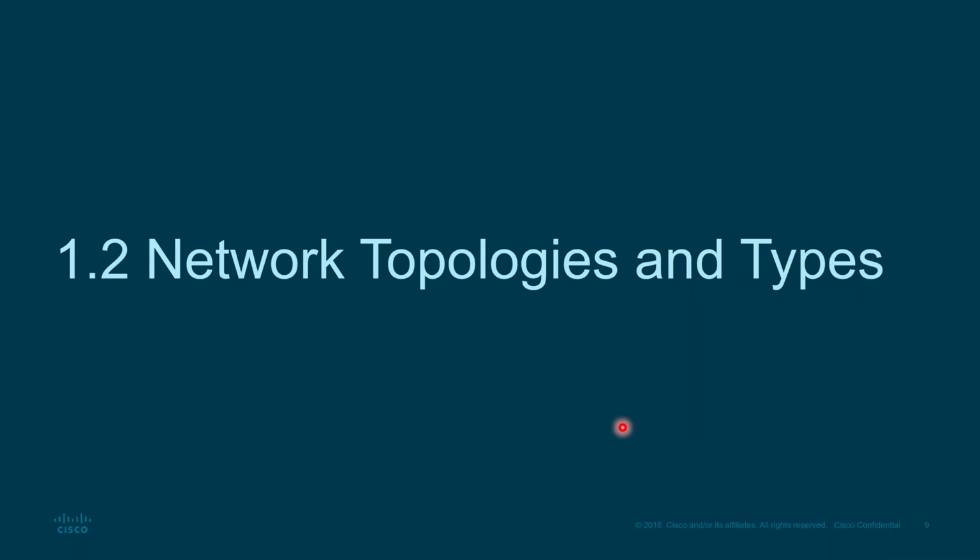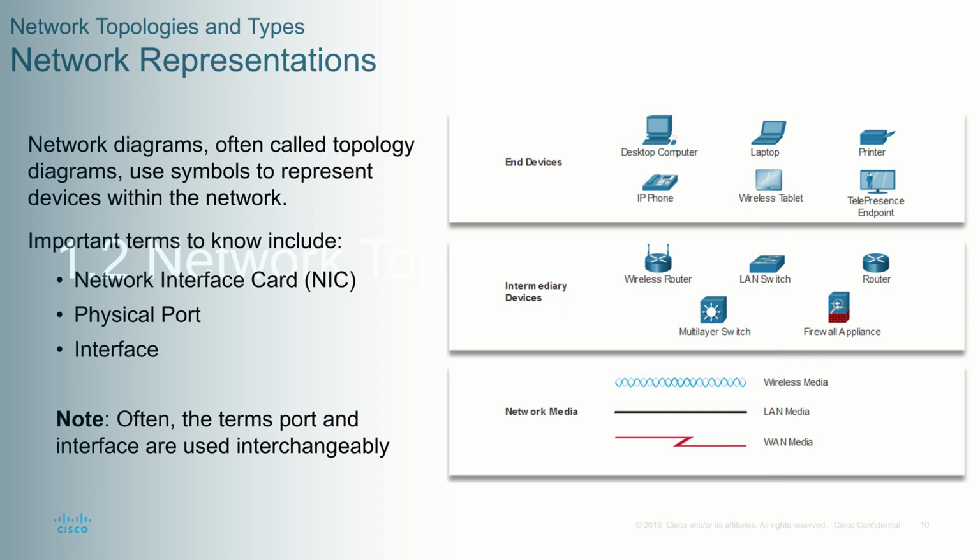Next, I will explain about network topologies and types. So in the network diagrams, network representation or network topologies means a network diagram. Sometimes we call it a network diagram, but more often we call it the network topology diagram. So the function of the diagram is to represent devices and connections in the network.